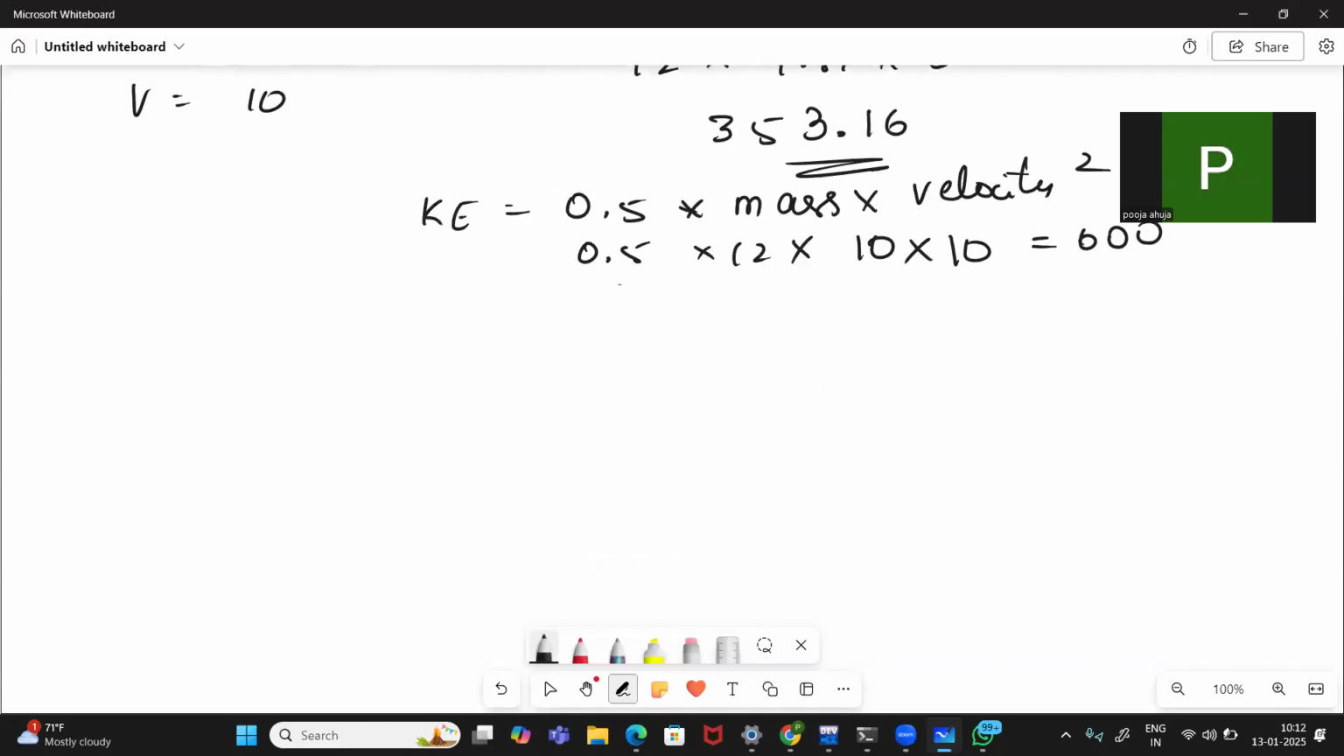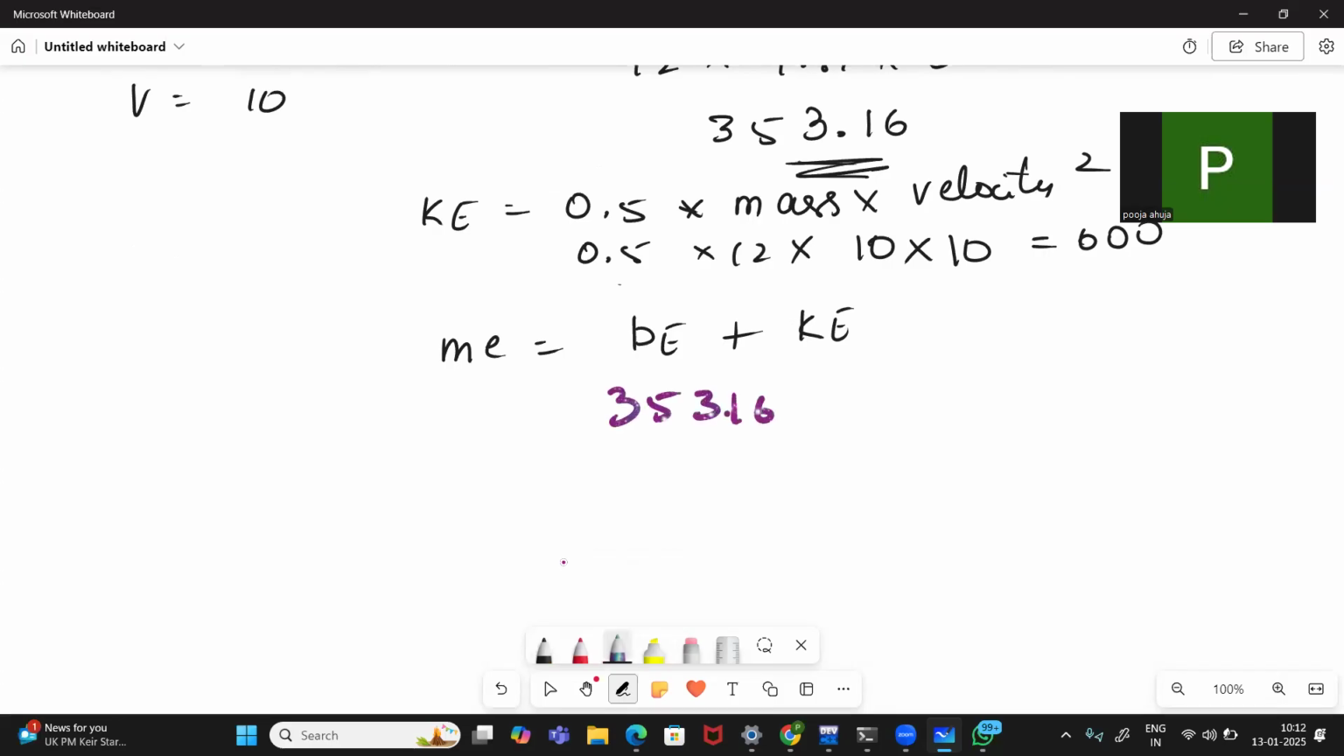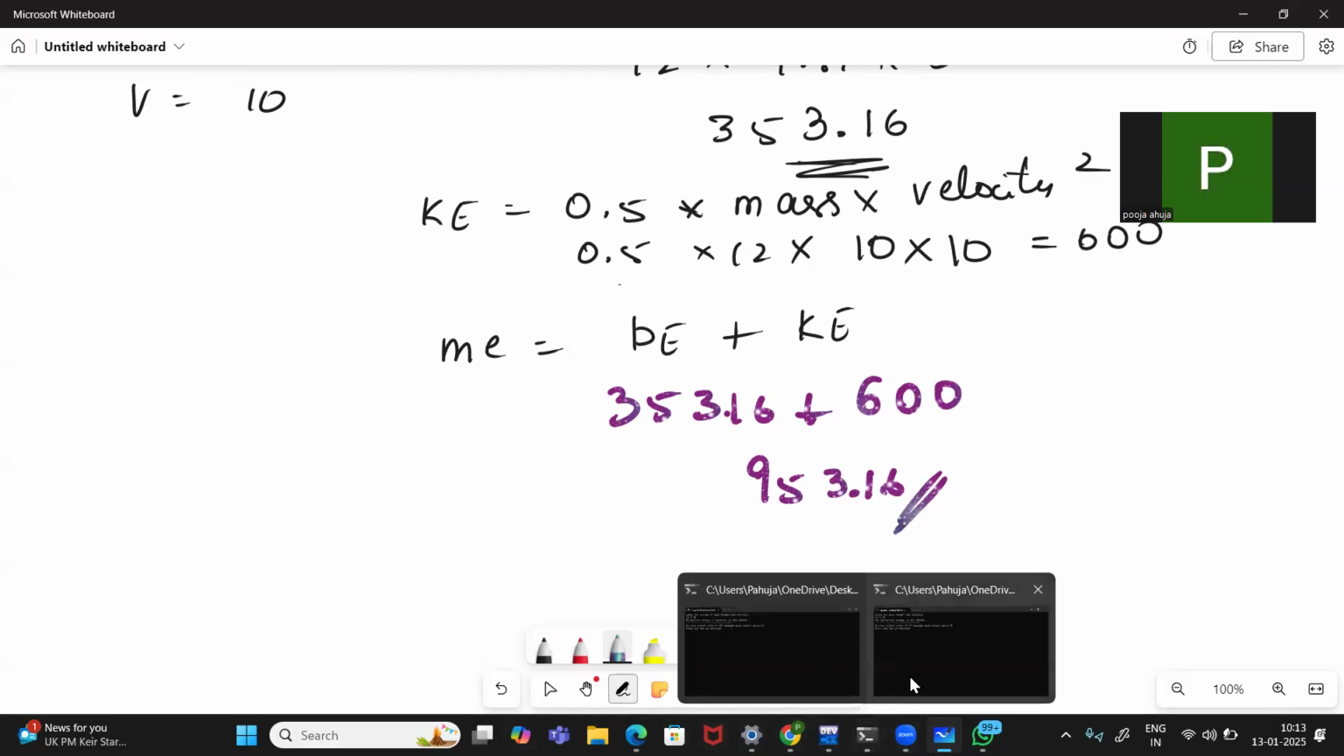Now, what is the next thing? Mechanical energy equal to potential energy plus kinetic energy. So, what is the potential energy value I got? It is 353.16. And what is the kinetic energy value I got? 600. So, what should be my total output? It should be 353.16 plus 600, that is 953.16.